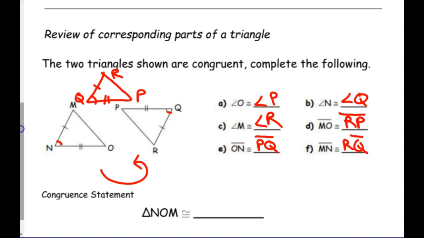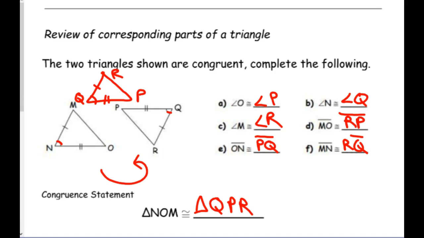Okay. Now I want to make a statement about the whole triangle. So the triangle NOM in that order is congruent to what? Q, P, R. Okay, now this is what we did yesterday. Is everyone seeing how the order matters? Again, when they're rotated, it's kind of hard to see this, so you might want to redraw it, like I did up here at the top, okay? So again, that's a review from yesterday, identifying congruent parts, angles, segments, and the whole triangle.